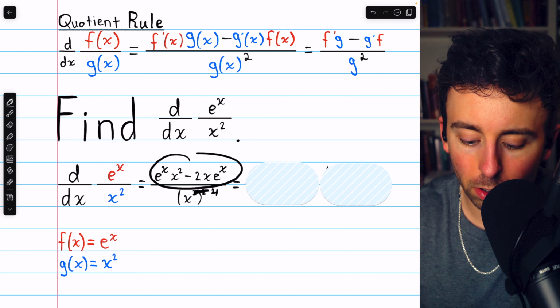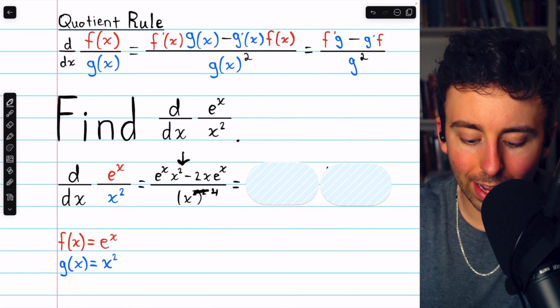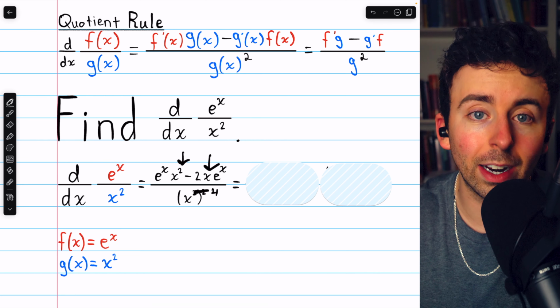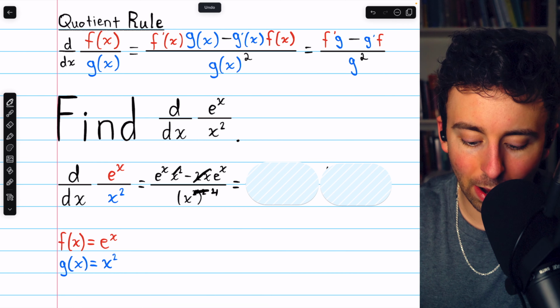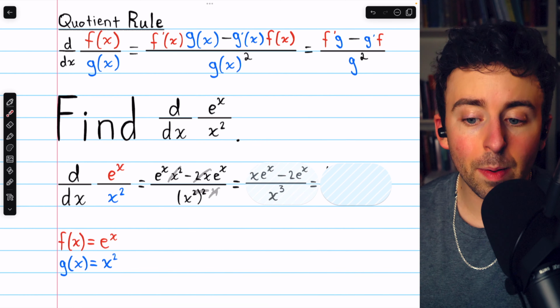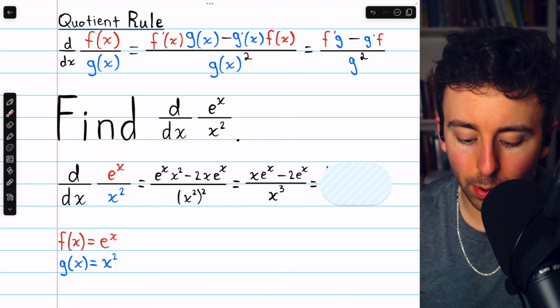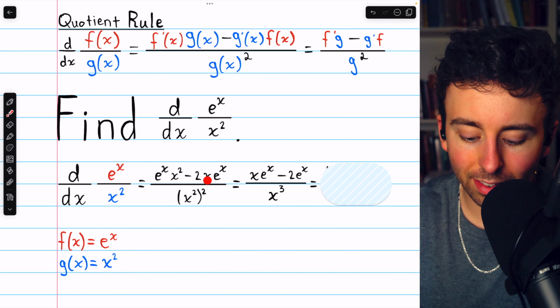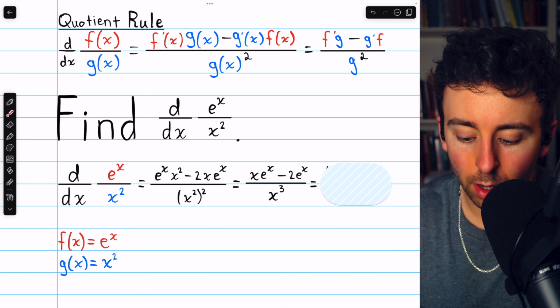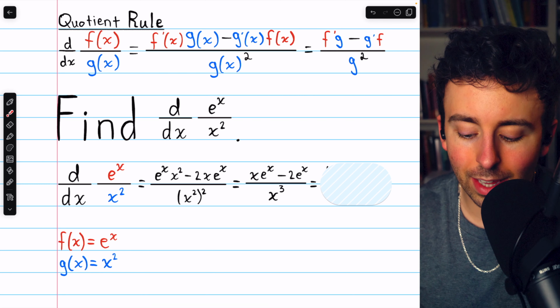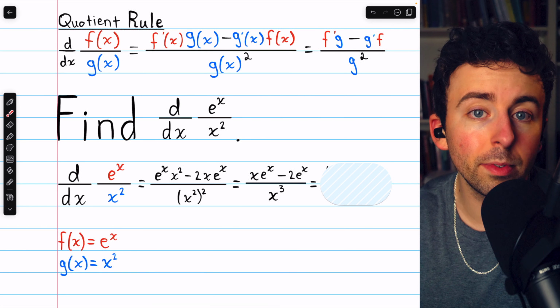And in the numerator, both terms have a factor of x. This term has 2 factors of x, and this one has 1 factor of x. So we can cancel out 1 factor of x. That brings us here. The x to the 4 in the denominator is now x cubed. That x squared is now just x, and this x is gone. Finally, x times e to the x minus 2 times e to the x.